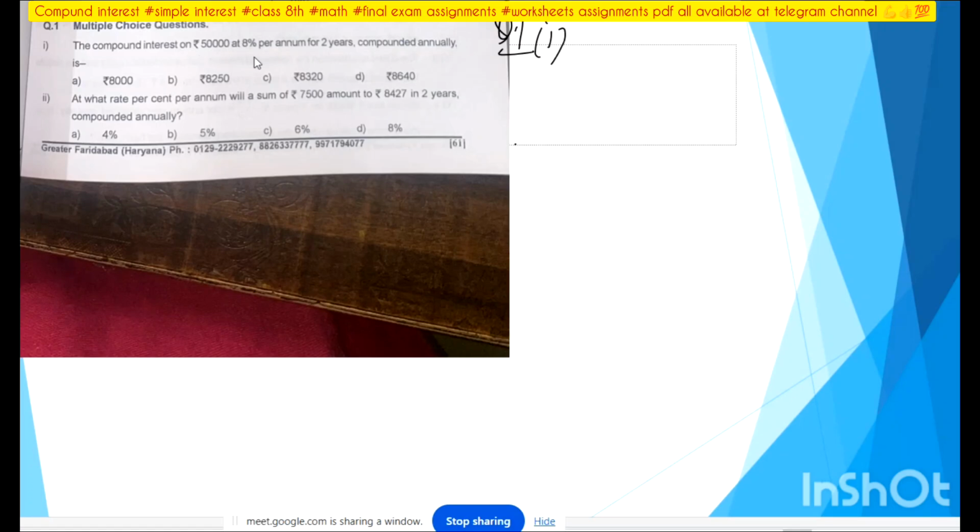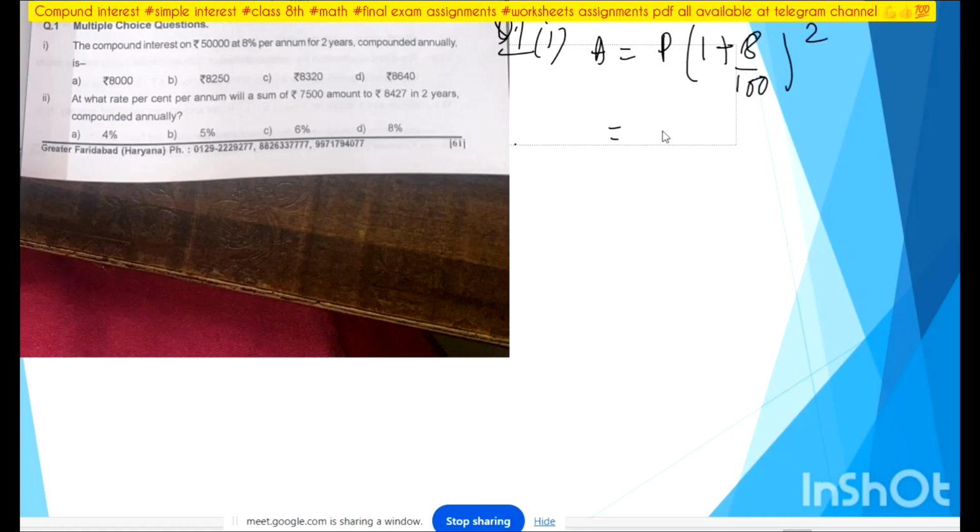Compound interest on 50,000 at 8% per annum for 2 years, compounded annually. Annually means we are taking n as one; the n value is based on annually, yearly. So how can I find out the amount? Applying the formula, A equals P times 1 plus 8 by 100 to the power 2.